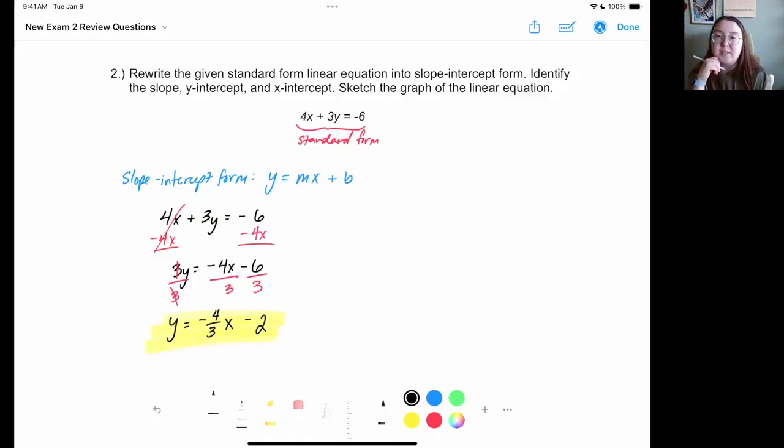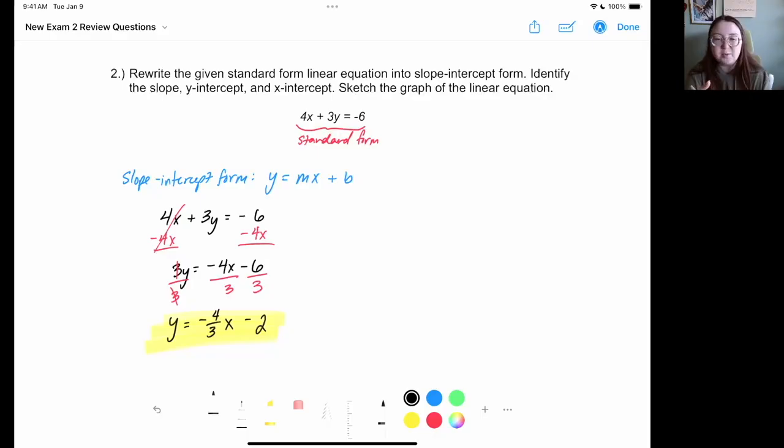Now we're being asked to identify the slope, the y-intercept, and the x-intercept. And then we'll sketch the graph of the linear equation. So we could certainly, to find the x and y intercept, graph and then use the graph to find the x and y intercept.